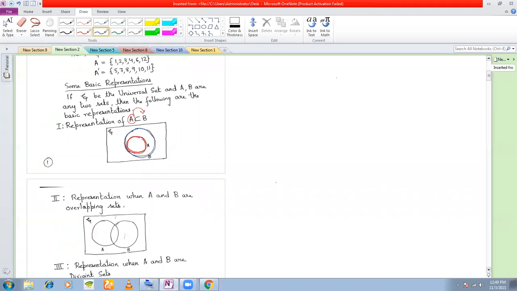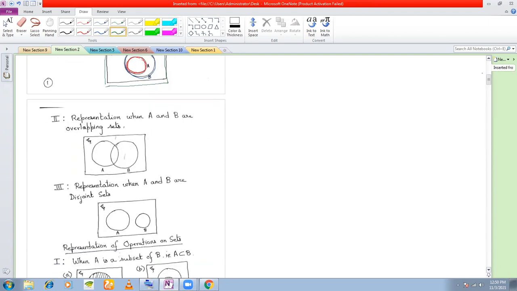Yes, sir. And all is contained within a rectangle. All of this I have drawn within a rectangle, which represents the universal set of A and B. Okay. This is one possibility. What is the other possibility? The sets can be overlapping. Now, this is the most important case.